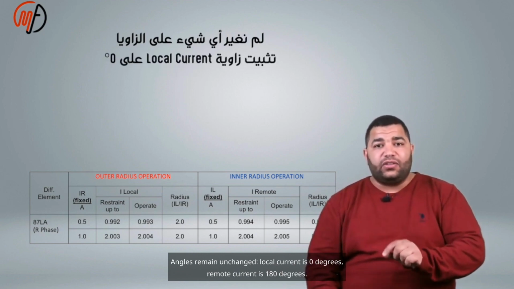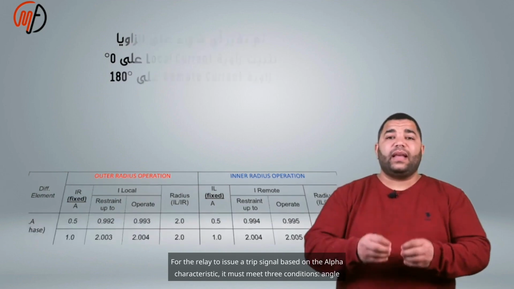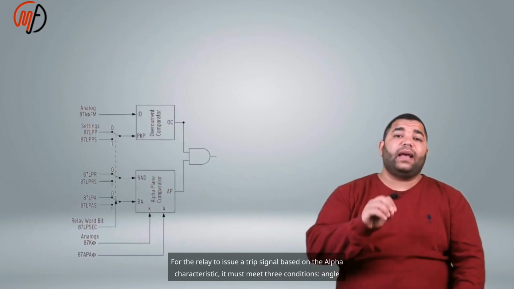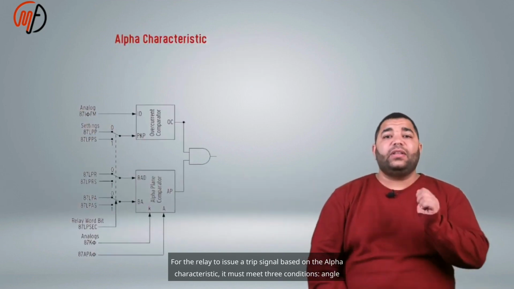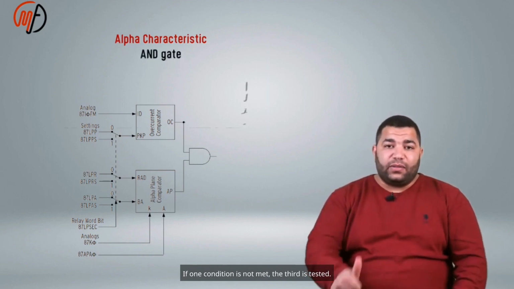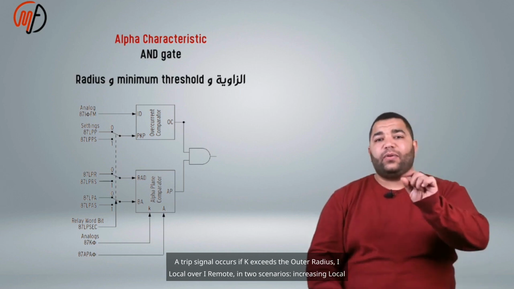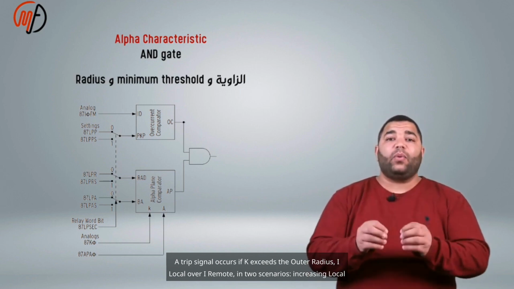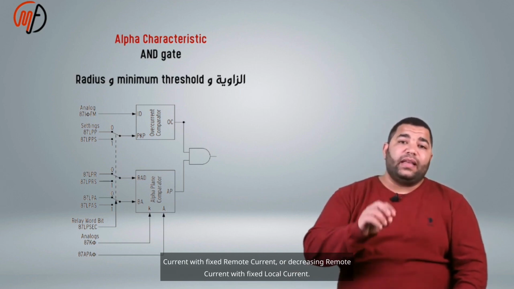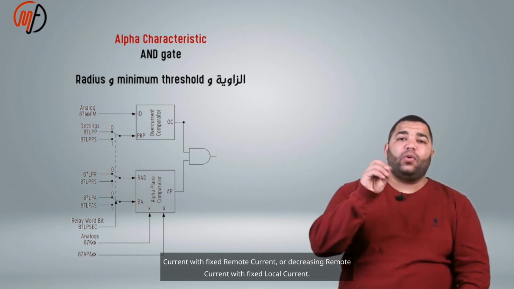Angles remain unchanged. Local current is 0 degrees, remote current is 180 degrees. For the relay to issue a trip signal based on the alpha characteristic, it must meet 3 conditions: angle, minimum threshold, and radius. If one condition is not met, the third is tested. A trip signal occurs if K exceeds the outer radius, I local over I remote, in 2 scenarios: increasing local current with fixed remote current, or decreasing remote current with fixed local current.